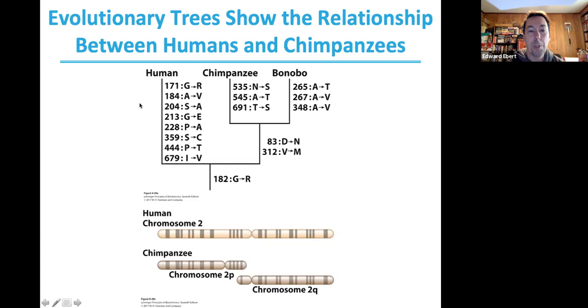We can also look at the relationship between humans and chimpanzees and bonobos. If we look at our human chromosome 2, we can see that in chimpanzees, instead of having one single chromosome, they have chromosome 2p and 2q, but there's a lot of similarity. We can look at these polymorphisms and see how things have differed. Basically we can construct a phylogenetic tree to look at how closely these are related. I suspect that this major shift in the chromosome also plays a big role, as well as the individual mutations.